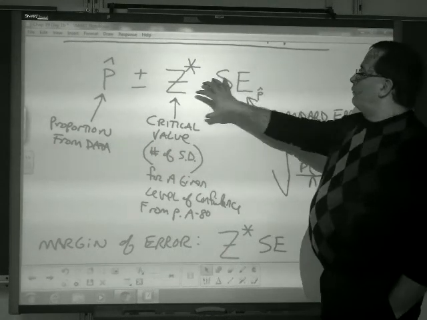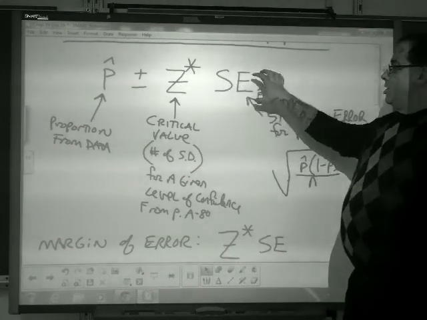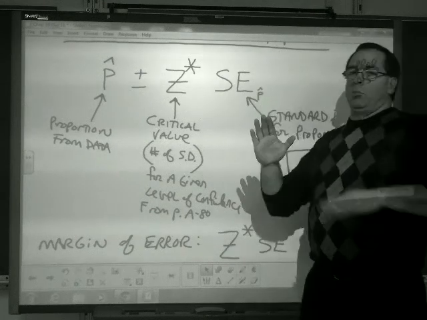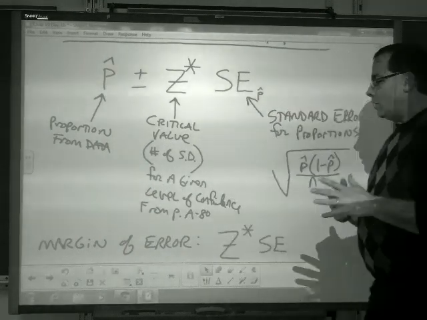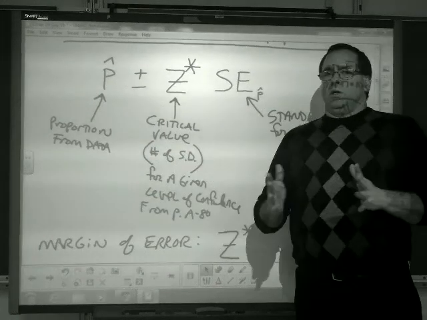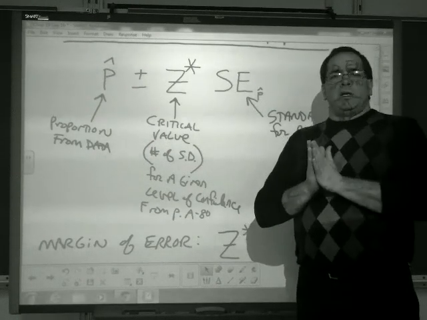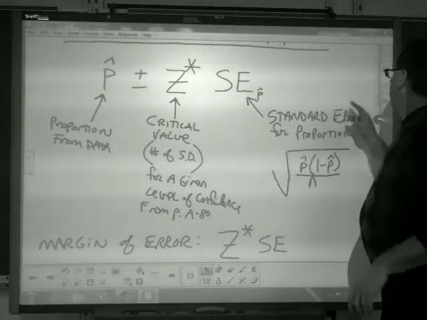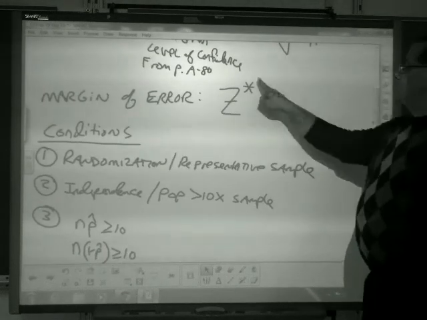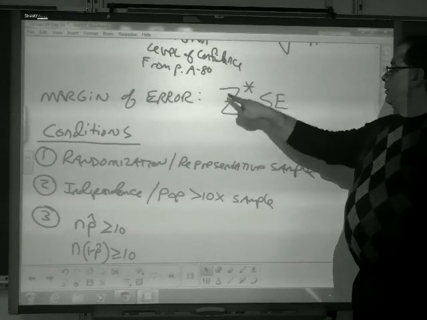This part of the formula is what we call our margin of error. It's how much we're going to add and subtract from our p hat. You watch polling: a certain percent favor the president, plus or minus 3%. That's the margin of error. The margin of error is this part of the formula.